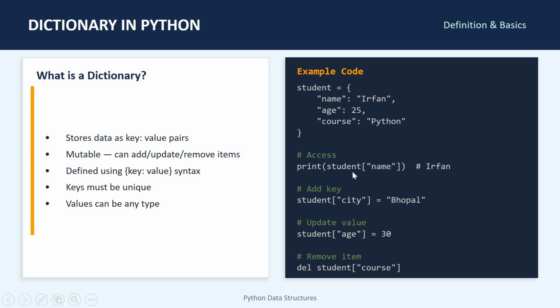If you want to access the element, we can directly go with the print statement. If you want to add a key, we can go with student and the new key, and it will directly add. Now to update the value, we can directly go with the already existing key and the value, so age will become 30. To remove the element, we use the del keyword. So del is used to remove elements.